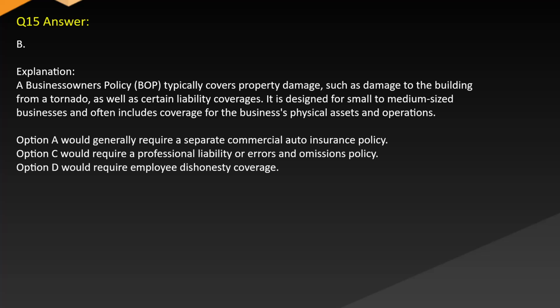Option A would generally require a separate commercial auto insurance policy. Option C would require a professional liability or errors and omissions policy. Option D would require employee dishonesty coverage.